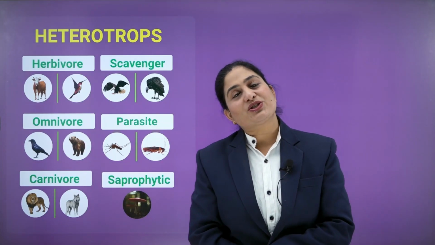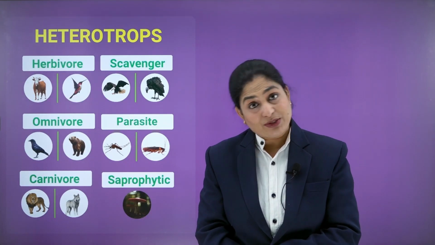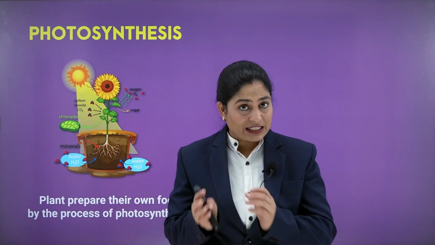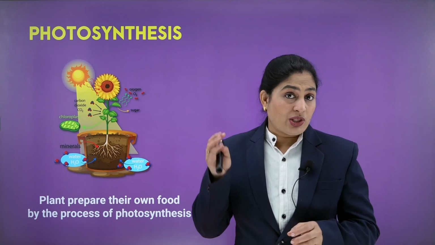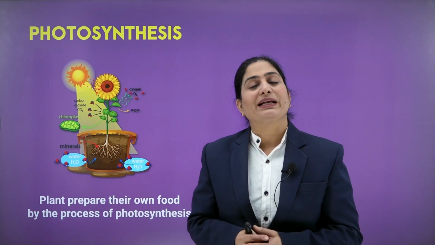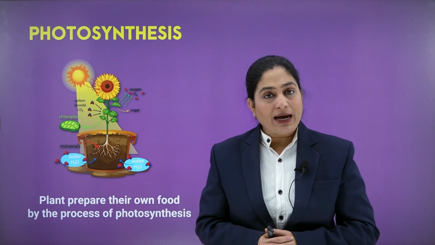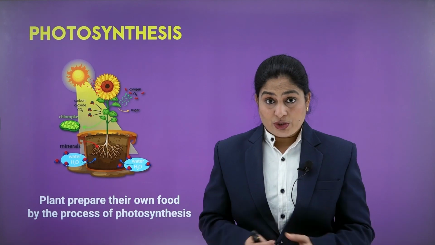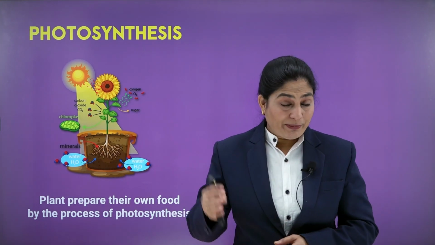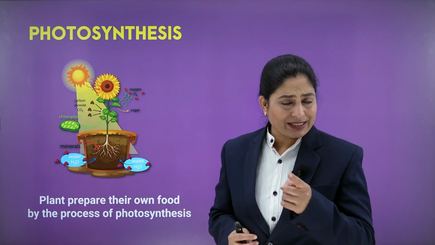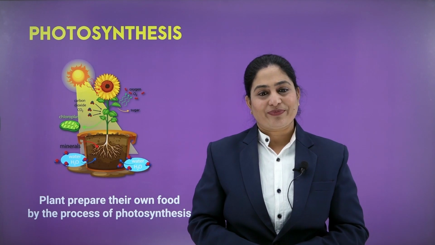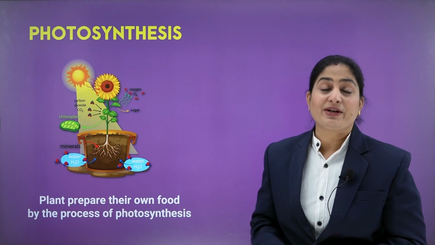Let us discuss the next topic, photosynthesis. As we have discussed just now, photosynthesis is basically the mode of obtaining food by the plants. I told you that plants are autotrophs. They have an autotrophic mode of nutrition. So when we talk about plants, they prepare their own food. The process of preparing their own food is nothing but photosynthesis.